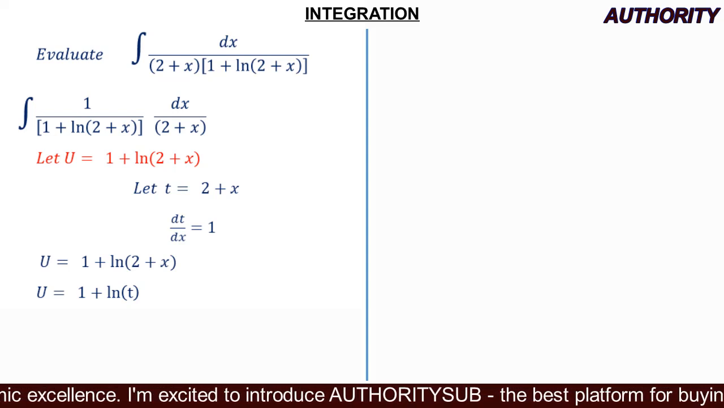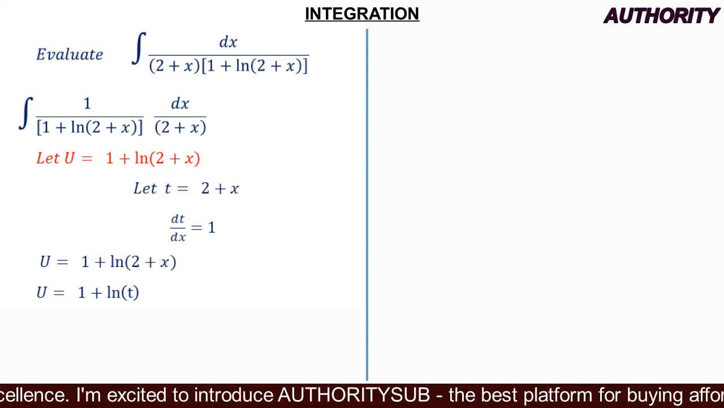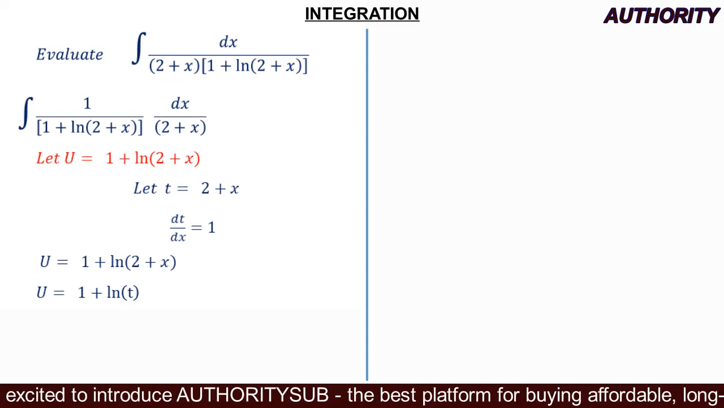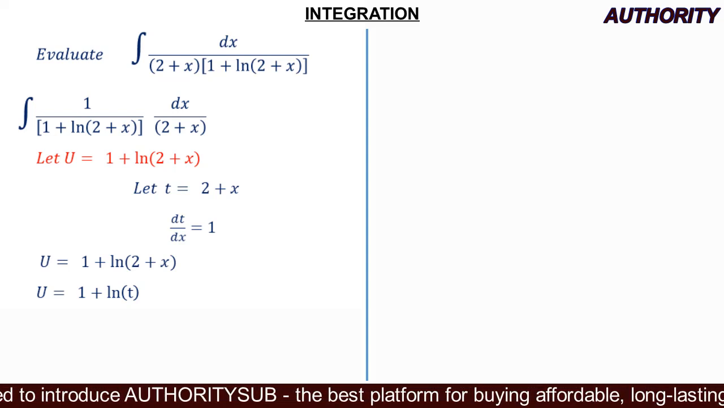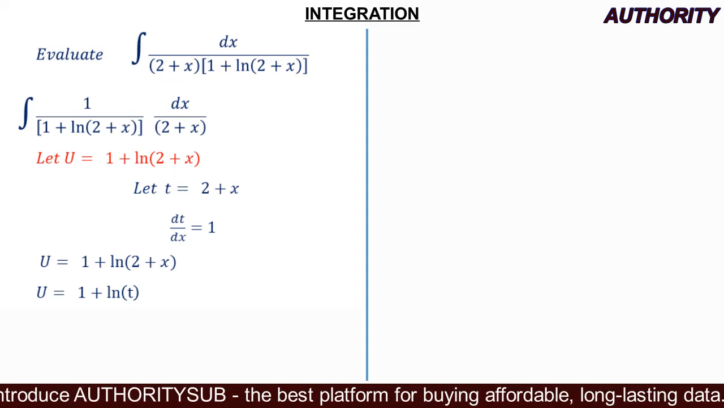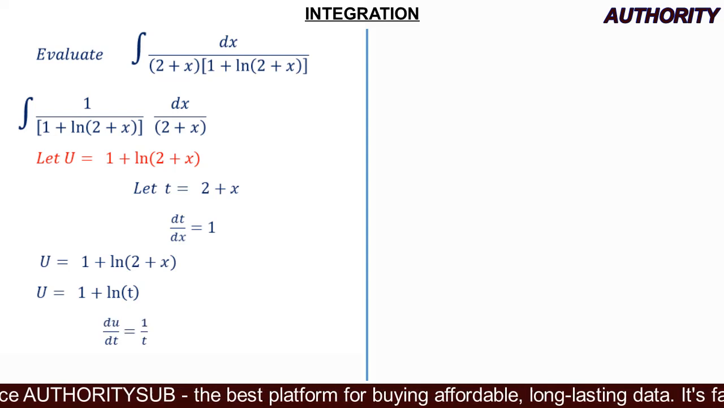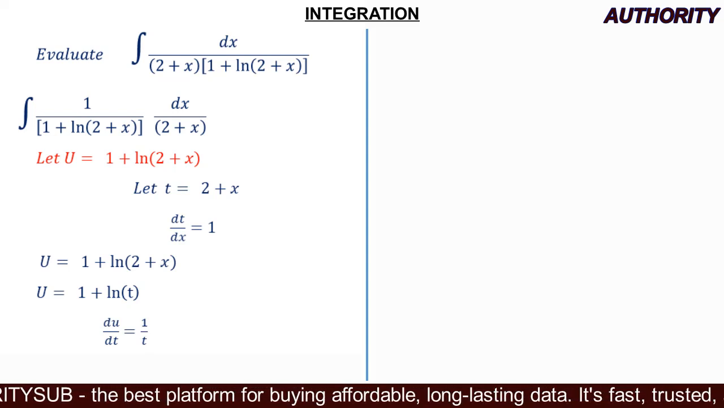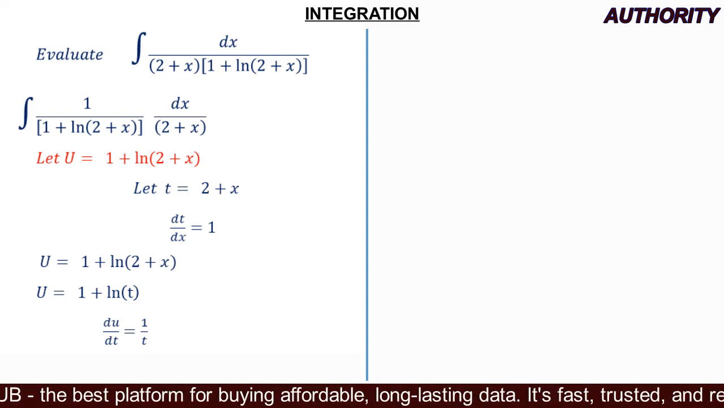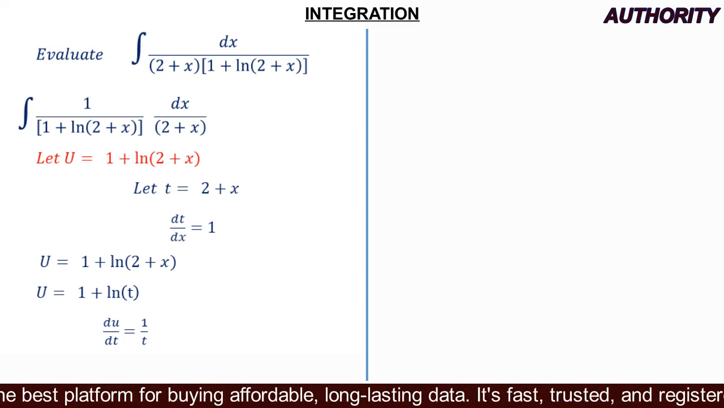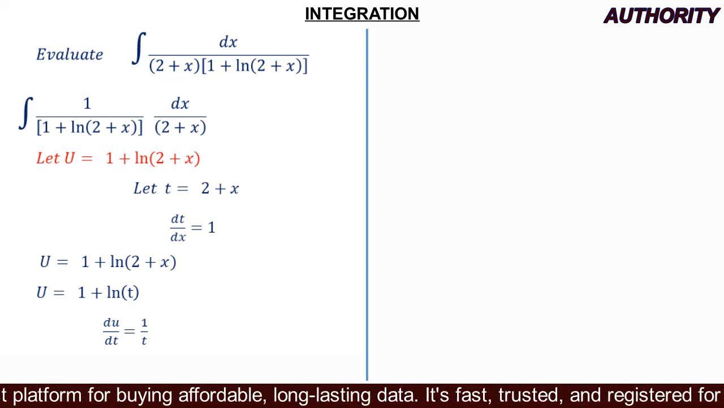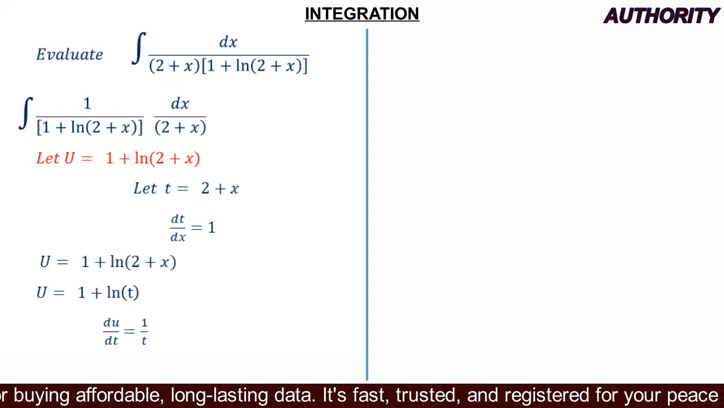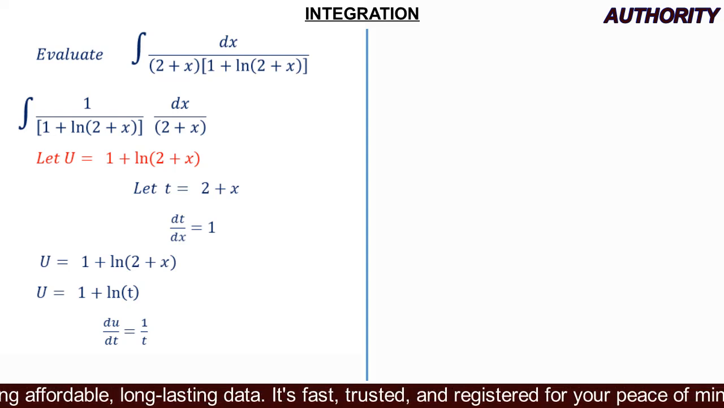Now, u is now a function of t, not x, like the initial. So we are going to differentiate u with respect to t, not with respect to x, because it's not a function of x. Now let's differentiate. That means we're going to have du dt. When we differentiate, it's going to give us 1 all over t, because when you differentiate 1, it's going to give you 0 because it's a constant, and when we differentiate ln t, it's going to give you 1 all over t. Are we together?